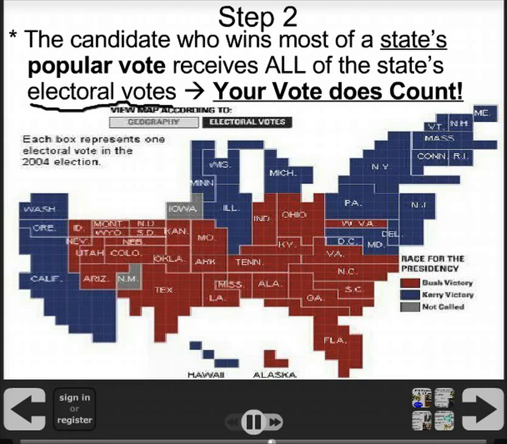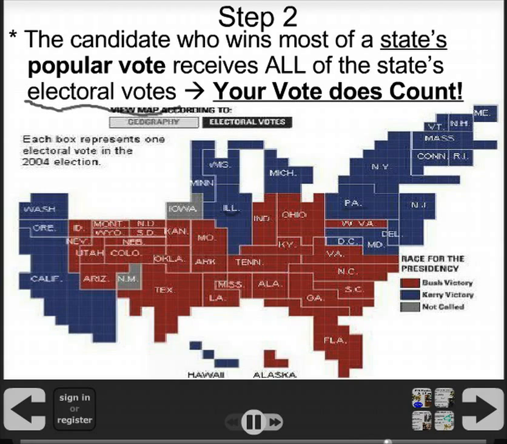Electoral votes depend on the size of the state. So California, Texas, Florida, New York, Pennsylvania, Illinois, these states have the most electoral votes because these states have lots and lots of people.